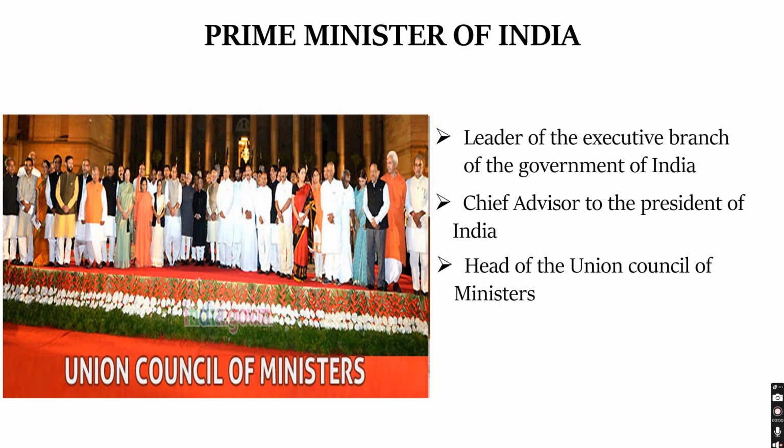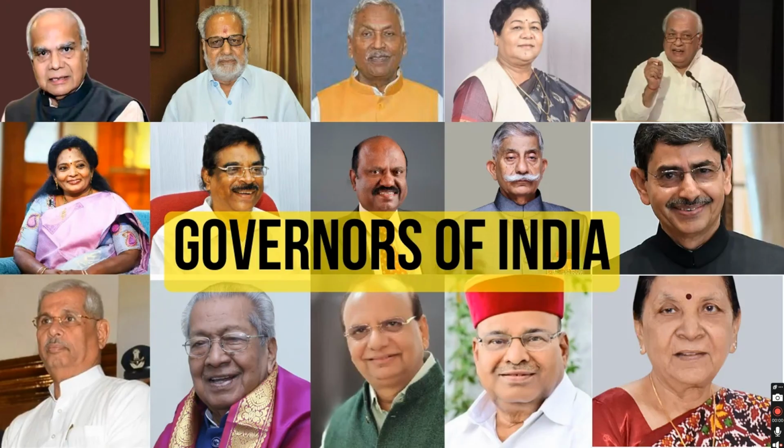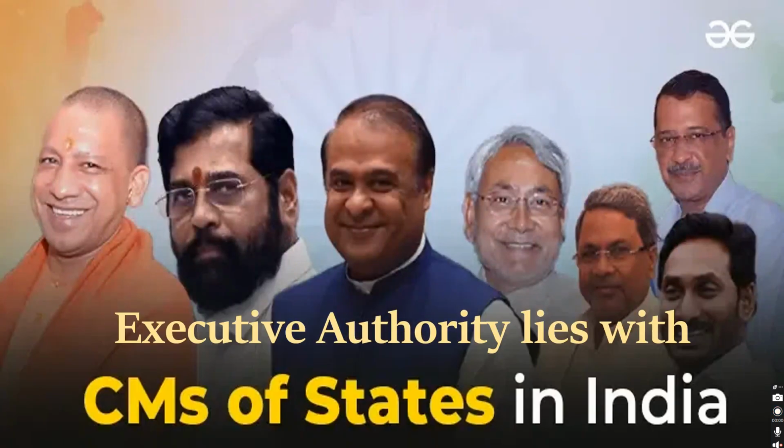So basically these were the roles and responsibilities of the President and the Prime Minister according to the textbook. However, they do have much more. But currently we are going to cover them according to the textbook. And also India is regionally divided into states and union territories. Each state has a governor who is the state's head, but the executive authority rests with the chief minister.